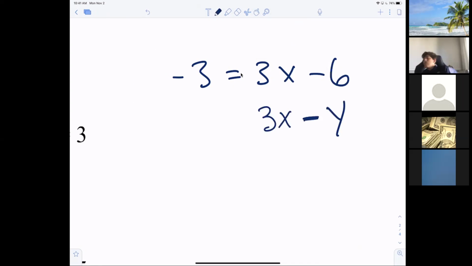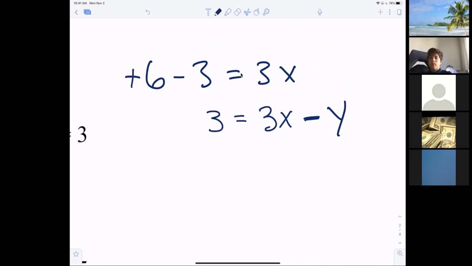Do I have any issue with that so far? Now I have to get rid of the minus 6. So I take the minus 6 and I throw it over here, and it becomes a what? Plus 6. So what is 6 minus 3? 3. That's what I'm hoping you can see. And then we write that as what? 3x minus y. 3x minus y. Anybody have a problem there? All right, I'm happy with you guys.